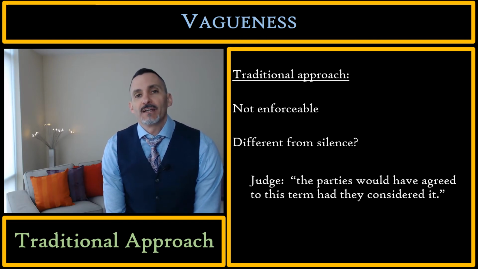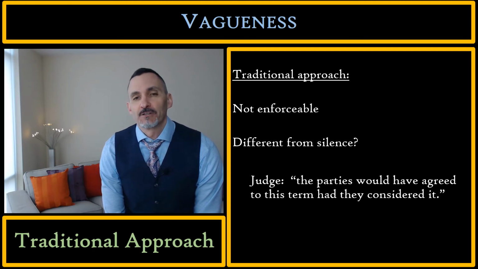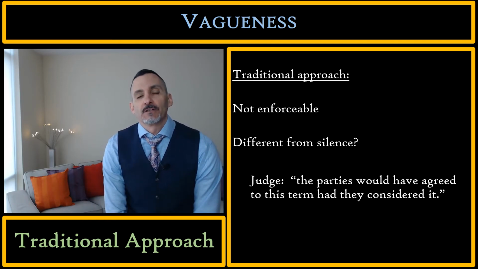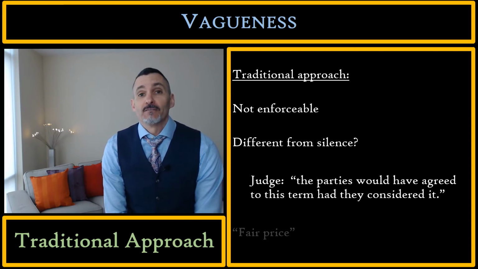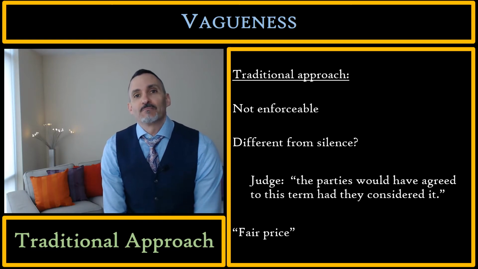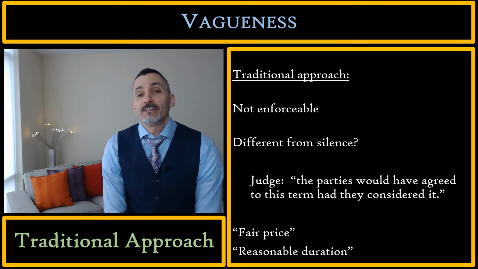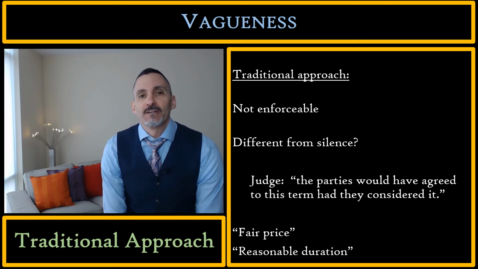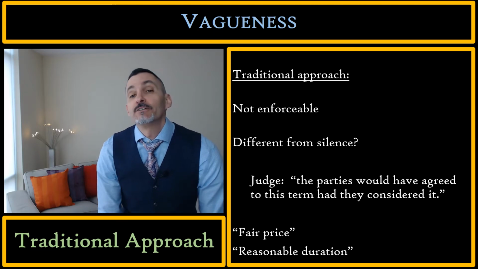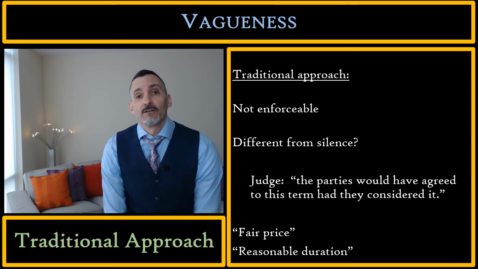Remember when we said that the court could engage in this legal fiction when the parties were silent as to a material term? The court could say, listen, the parties never thought of it, but had they thought of it, they would have agreed to this, and then I supply the material term. But when the parties are vague as to a material term, clearly they thought of it, right? So if they said fair price, they thought about price. And if they said reasonable duration, they thought about the duration. So it would be very disingenuous for the court to say, well, they never thought of it, and if they had thought of it, they would have agreed to this, because they clearly thought of it.